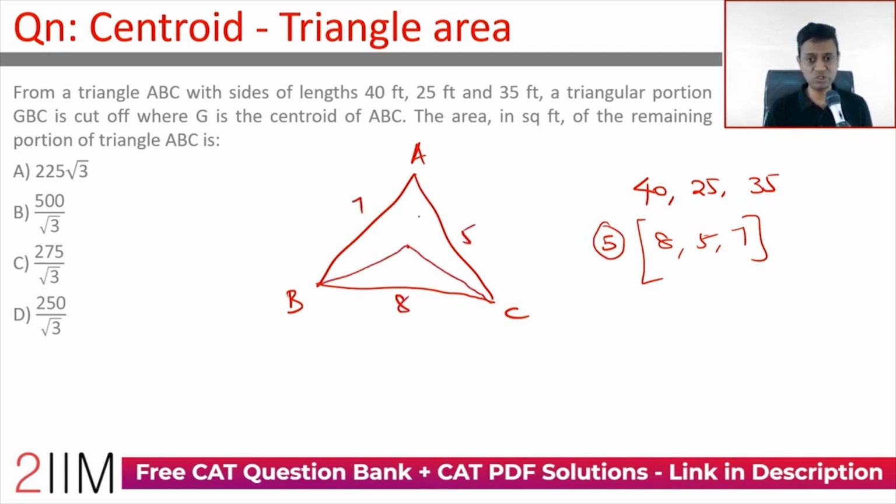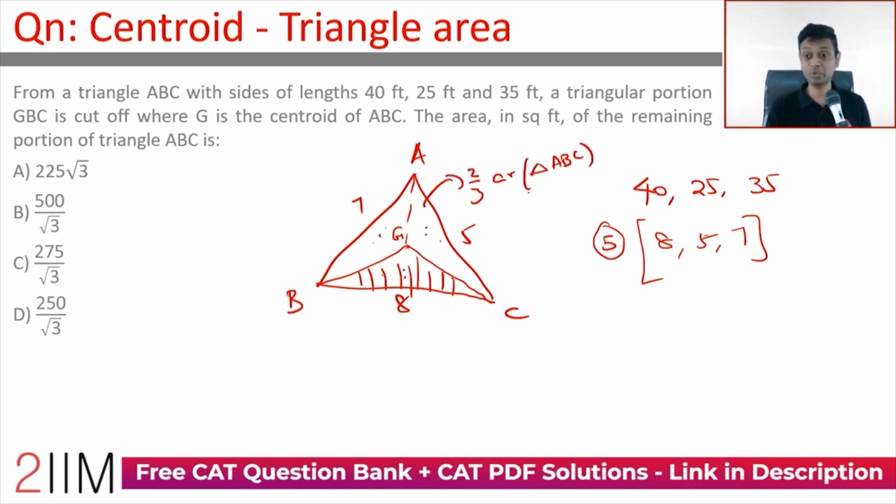And then BGC, G is the centroid of ABC. Area in square feet of the remaining portion of the triangle ABC. The remaining we need to find. To start with, one very interesting nugget that we should probably know is the centroid carves a triangle into 3 parts of equal area. BGC, ABG, AGC, they're all equal in area. So this area will be 1/3 area of the triangle. Remaining will be 2/3 of area of triangle ABC. 1/3, 1/3, 1/3. BGC will be 1/3 of area of triangle ABC.